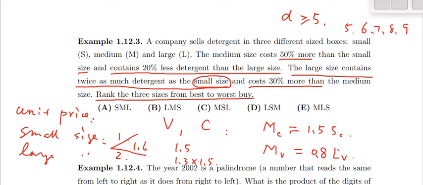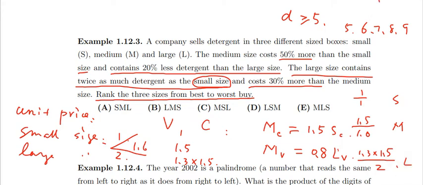Okay, so then we can find the unit price. The unit price for the small size is 1 over 1, and the middle one is 1.5 over 1.6, right? And the large one is 1.3 multiplied by 1.5 over 2, right? So that's the large one.